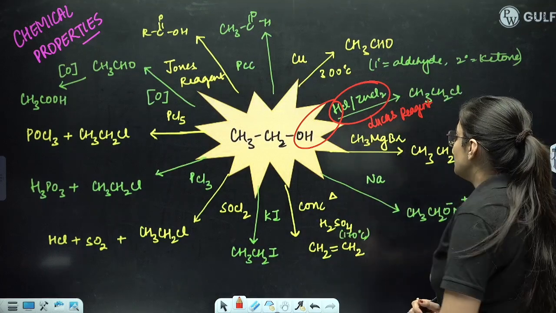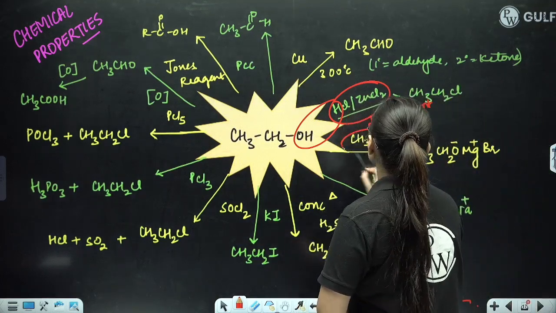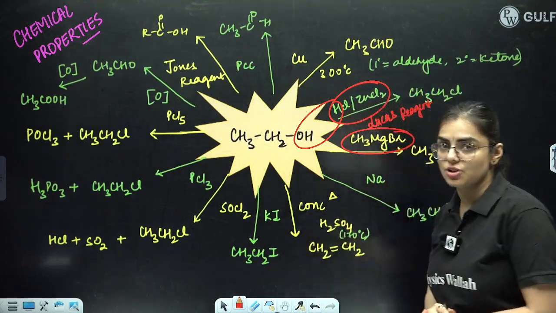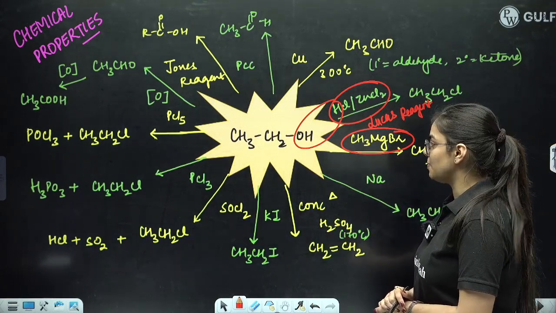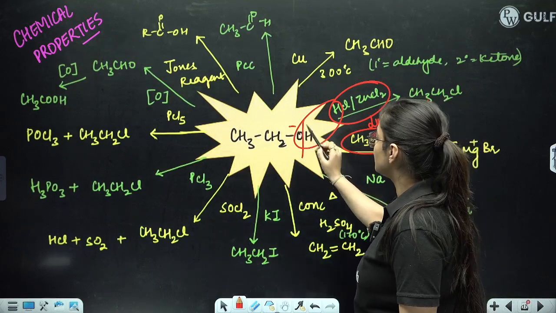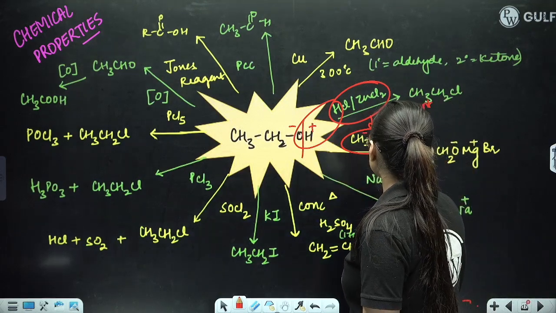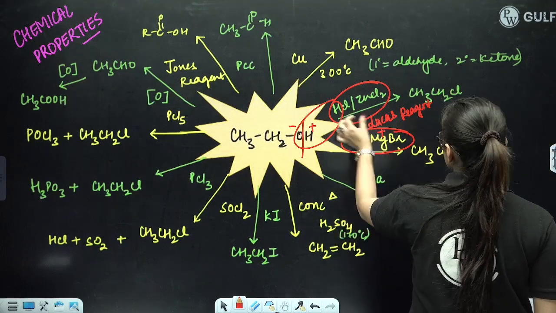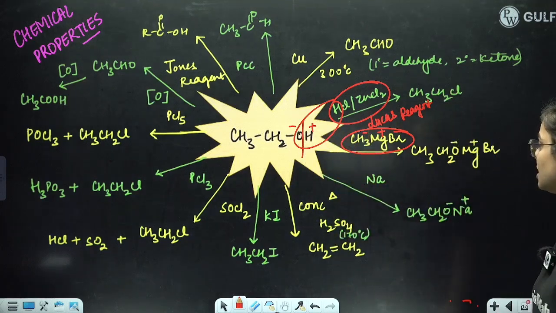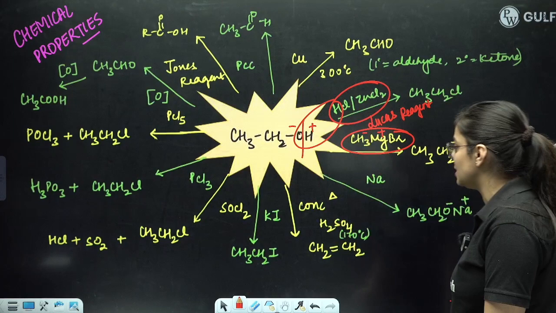Clear with that part? Now, if you are taking students CH3MgBr, now this is a Grignard reagent and you are reacting it with your alcohol part. Now see here, this bond is going to break. This is O negative, H positive, this is negative, this is positive, right? So what is going to happen over here? It's very simple. The positive end will go over there. You will get CH3, CH2, O negative, Mg positive, Br.